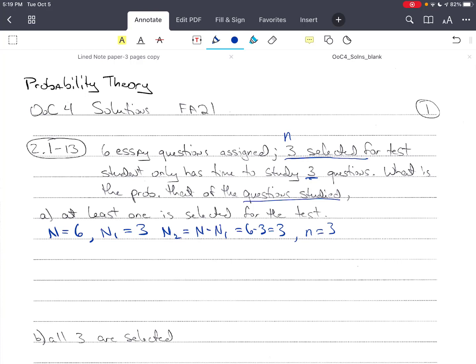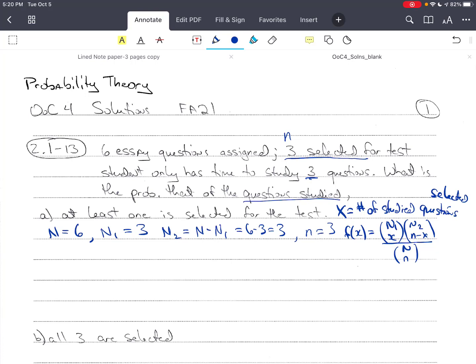Okay, and so with this we have that X equals the number of studied questions selected for the test. Okay, and so f of x is going to be N1 choose x, and then N2 choose n minus x, and then divided by capital N choose little n.